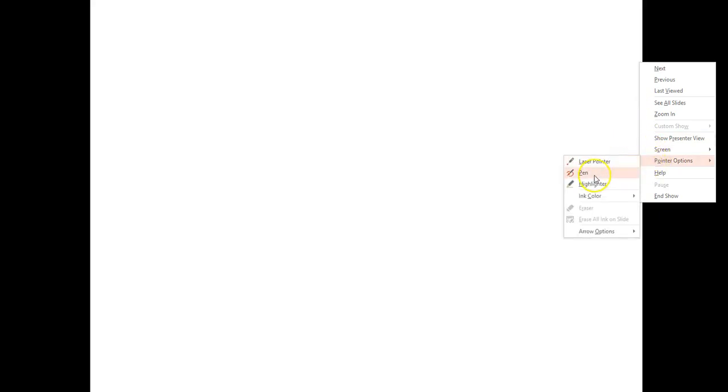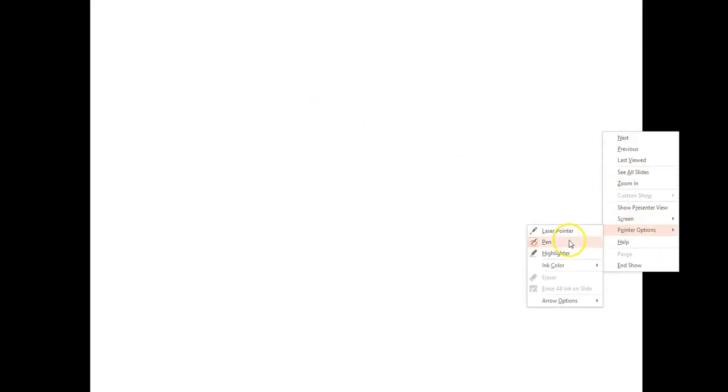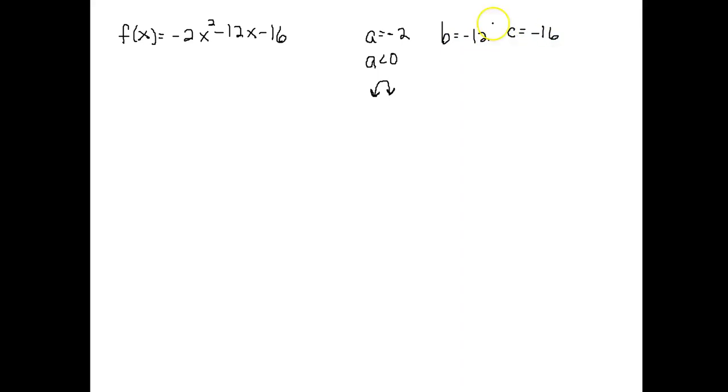All right, let's do one more of those so you can see another completing the square example. Let's take f of x equals -2x squared minus 12x minus 16, and let's complete the square on that. In this one, a is -2, and since a is less than 0, that tells me the parabola is not going to hold water. It's going to dump it out. Our b is -12. Our c is -16.